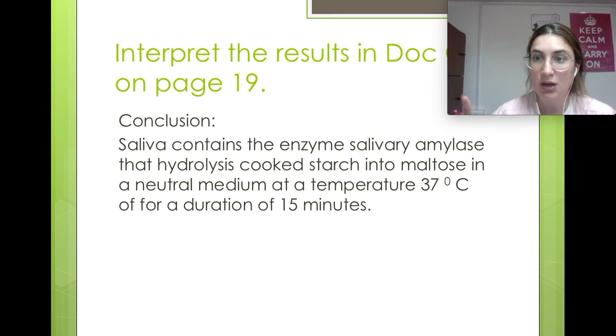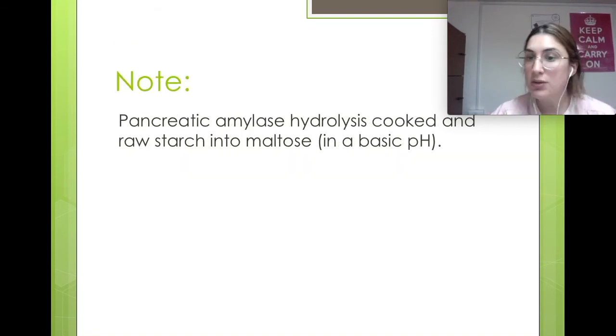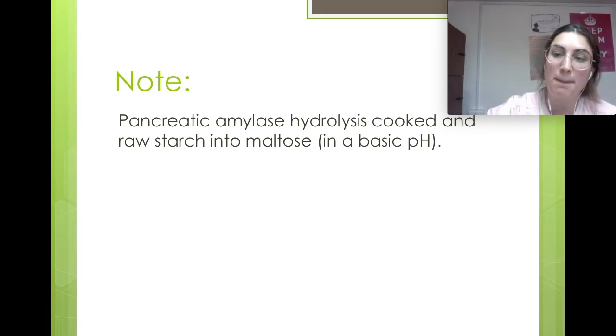So, in conclusion, with all of this, we can conclude that saliva digested the starch, or the presence of salivary amylase that is found in saliva digested starch, and it produced maltose. We also have another enzyme that works on starch, but it is secreted by the pancreas. This is called pancreatic amylase, which hydrolyzes both cooked and raw starch into maltose, and over here the pH is supposed to be basic and not neutral, right?